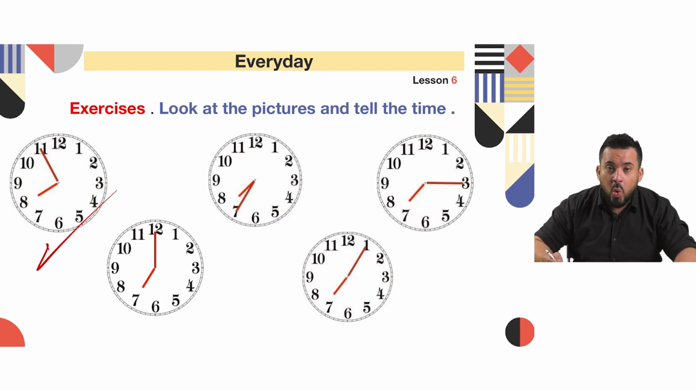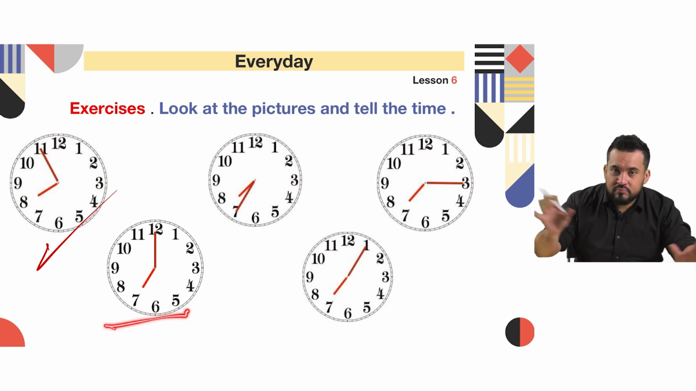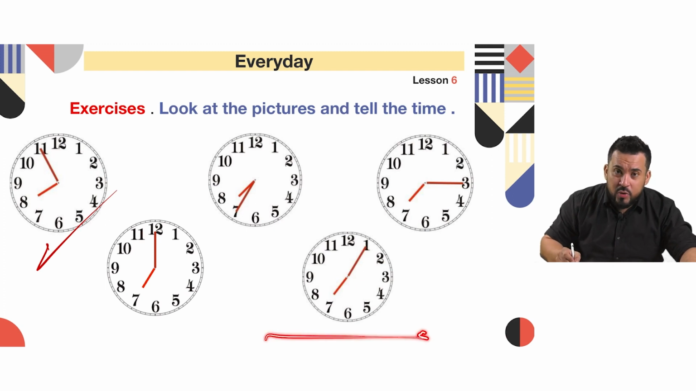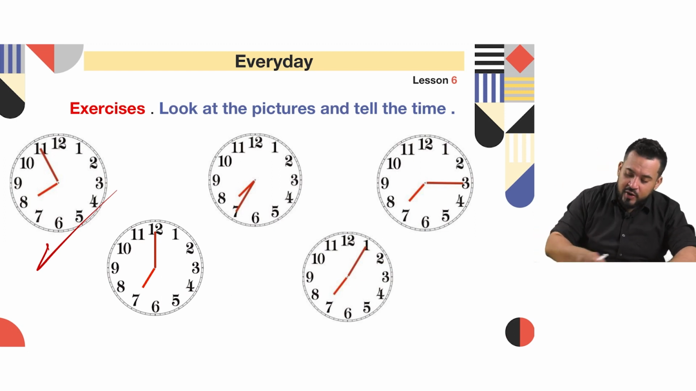7:00. It's 7 o'clock. Both American and British way, same thing. American way, here we'll say it's 7:05. British way, we'll say it's 7:05 or 5 after 7. That means 5 minutes after 7 o'clock.